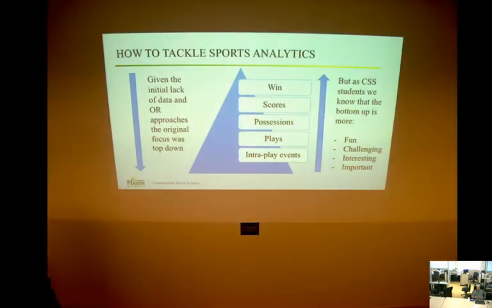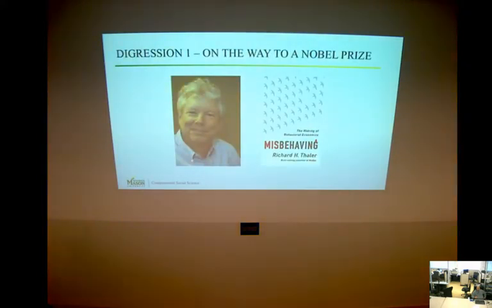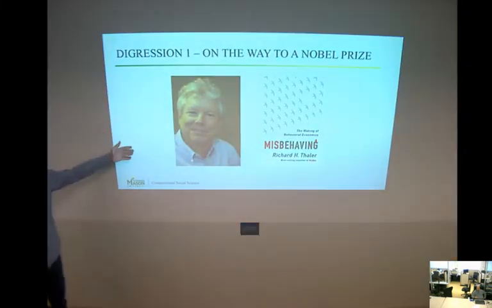And I'll touch on why you do agent-based modeling and some of the advantages. But the first digression, this is a bit of padding, is this year's Nobel Prize winner, Richard Thaler. He's used sports analytics as one of his tools to help explain how people aren't rational and how markets don't operate efficiently.